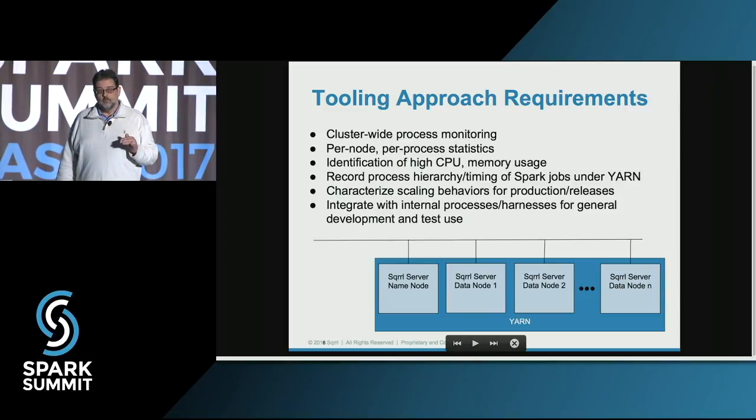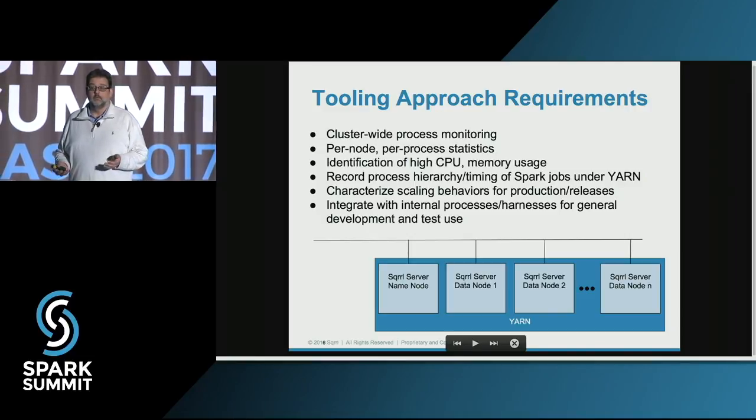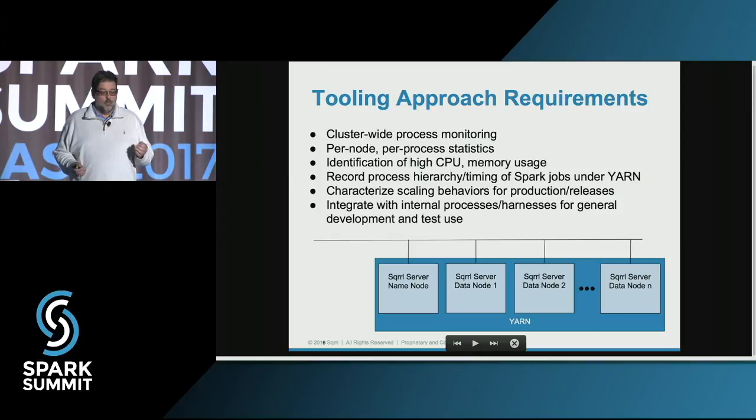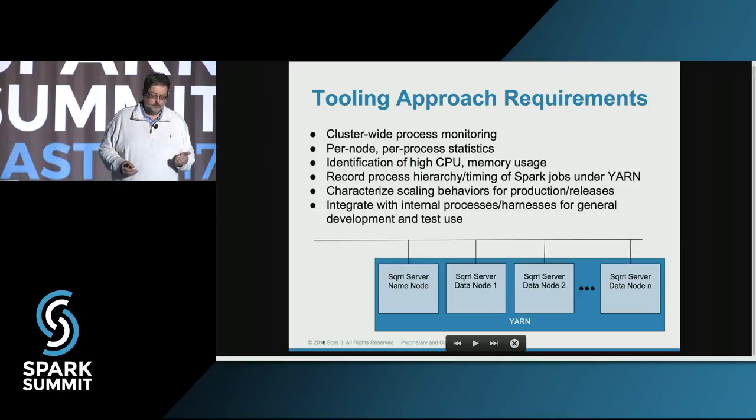We're specifically interested in high CPU and high memory as part of the characterization, both from the perspective of identifying problems, but also to give us some information as far as our production process is concerned, to be able to help characterize these jobs and understand how they perform. We wanted to record the whole process hierarchy under Yarn for all of the Spark jobs and the timing associated with that, when the jobs were spun up, how long they were running.